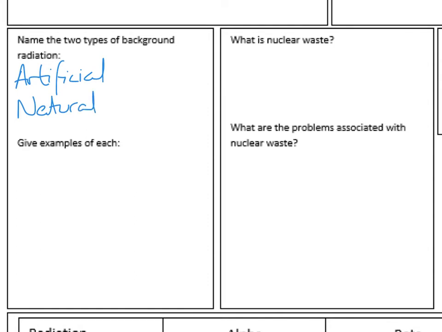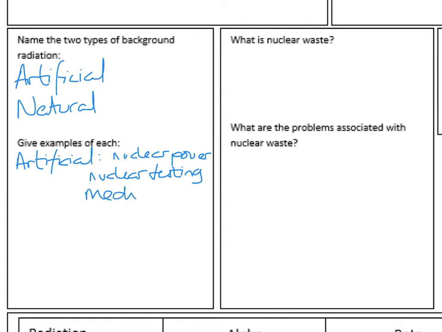Okay, give examples of each. So artificial. So the artificial background is sources of background that are caused by human activity. Okay, so we have nuclear power, that's power stations. Okay, nuclear testing. Okay, and medicine. Okay, so things that happen in hospitals where they do tests or killing cancer cells.